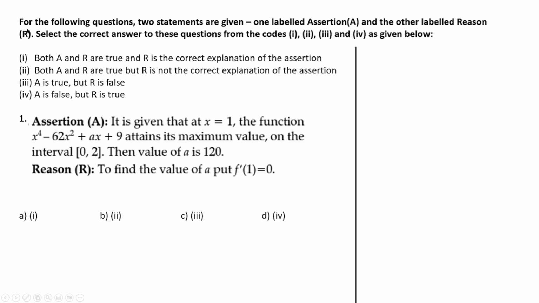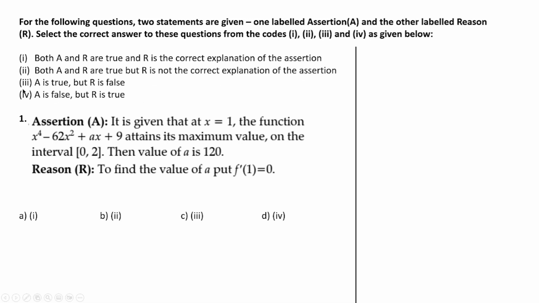So here we have the instructions for the following questions. Two statements are given, one labeled assertion A and the other labeled reason R. Select the correct answer to these questions from the codes 1, 2, 3 and 4 as given below. So we have to choose the first code when both A and R are true and R is the correct explanation of the assertion. Then we have to choose 2 when both A and R are true but R is not the correct explanation of the assertion.